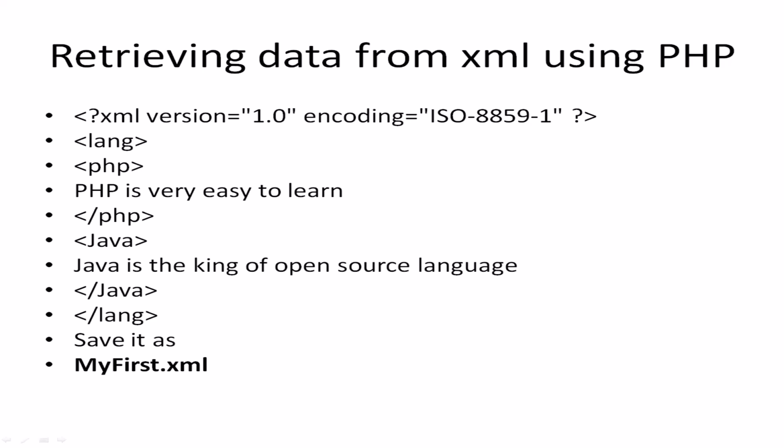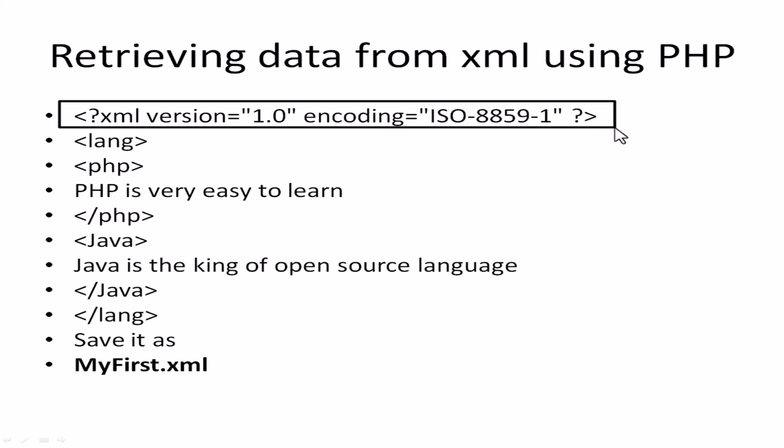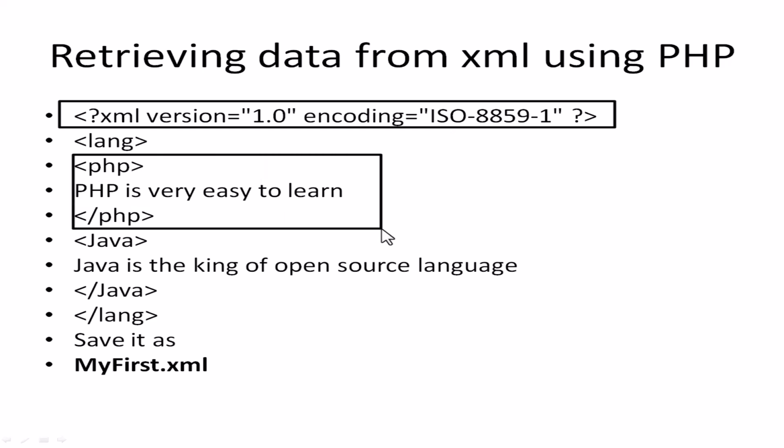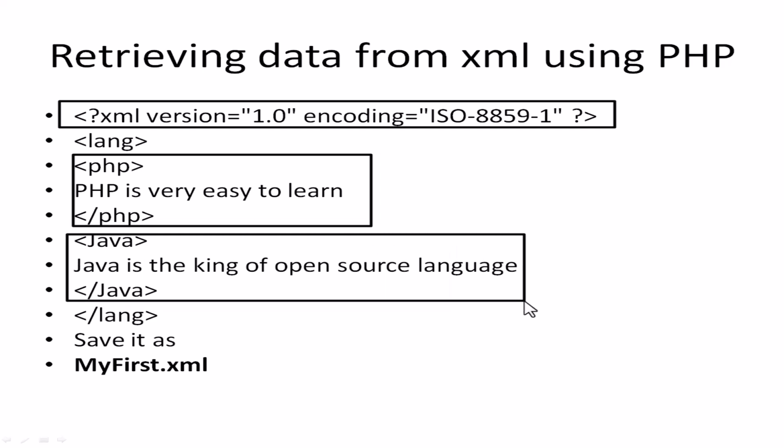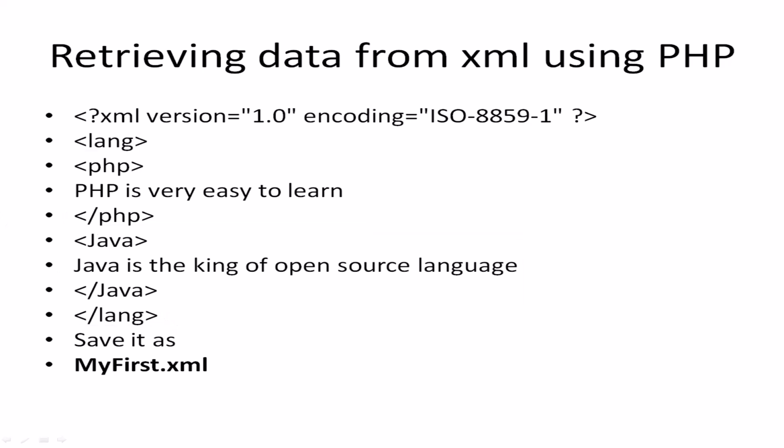Here we have given a certain XML document. XML also starts with a question mark and ends with a question mark. Whatever the tag is, we start and end the tag. The version which we have specified is 1.0. Encoding is UTF-8 or ISO 8859-1. Here the language is PHP. PHP is easy to learn. These are user defined tags which we are using. Next, the Java tag is opened and the Java tag is closed here. Here the language tag is opened, and the language tag ends here. Now you can save this program as my first XML.